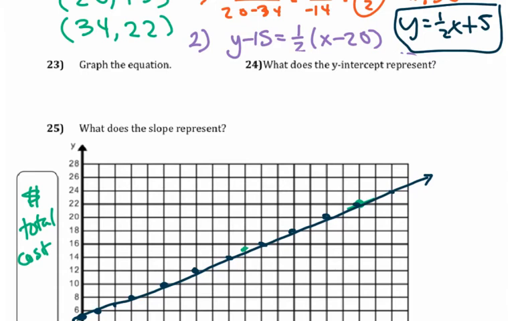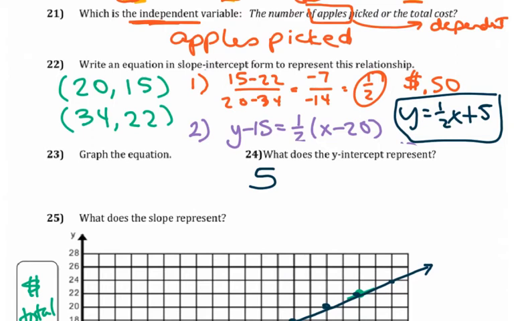So what does the y-intercept represent? What is the 5? What does that mean in this problem? So again, go back to the context. What are Chad and Annie doing? What is it that we don't know? We already figured out that 50 cents is the slope. Okay, but 50 cents for what? Is that the entry fee or is that per apple?